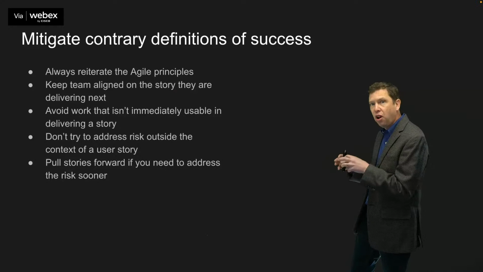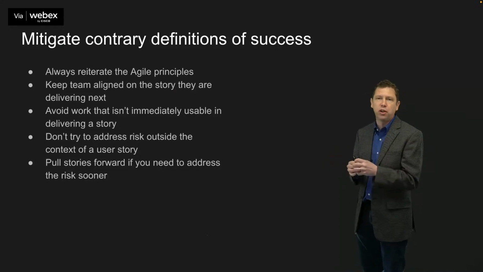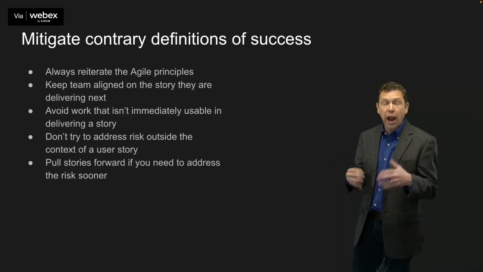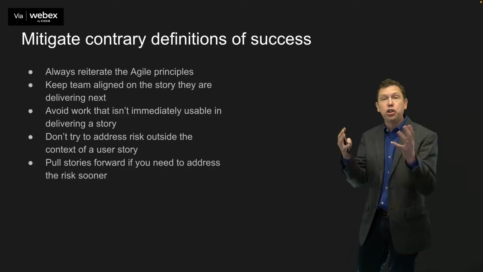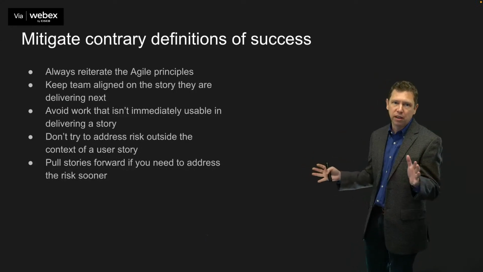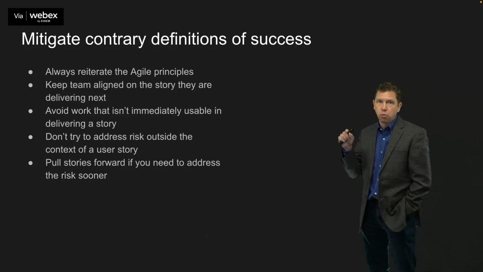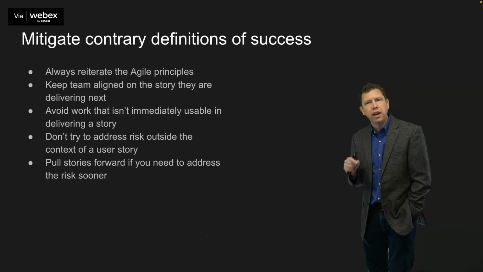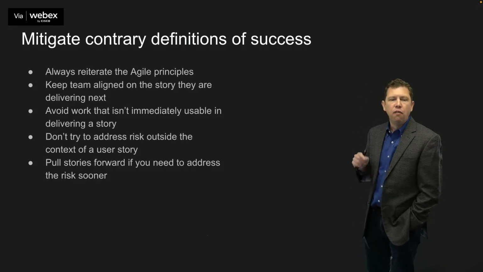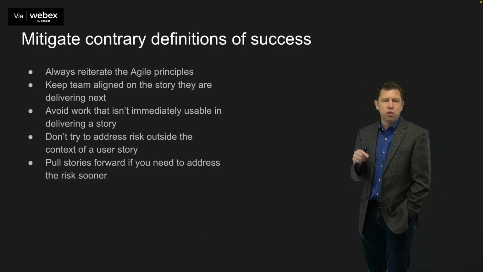And until we resolve that and have the same definition of what we're trying to accomplish, the conflict will be there. And it's not a bad thing for it to be there. It should be there because we're trying to accomplish completely different things. So reiterating the Agile principles can help make sure that we're all trying to head the same direction. Keep the team aligned on the story they are delivering next. Avoid work that isn't immediately usable in delivering a story.